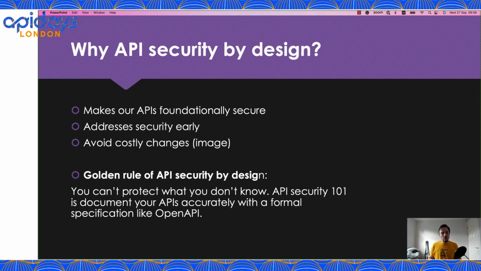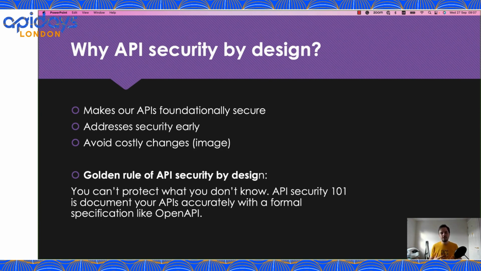Why would we want to do this? Well, the first reason is because it allows us to deliver APIs that are foundationally secure, APIs that have been designed to be secure by design and conducive to security. So they will rule out user flows that are not conducive to security, and they will not expose input to our users that can be used for malicious purposes. It encourages us to address security early, which is a good thing in general, but most importantly, it allows us to avoid costly changes to our API.